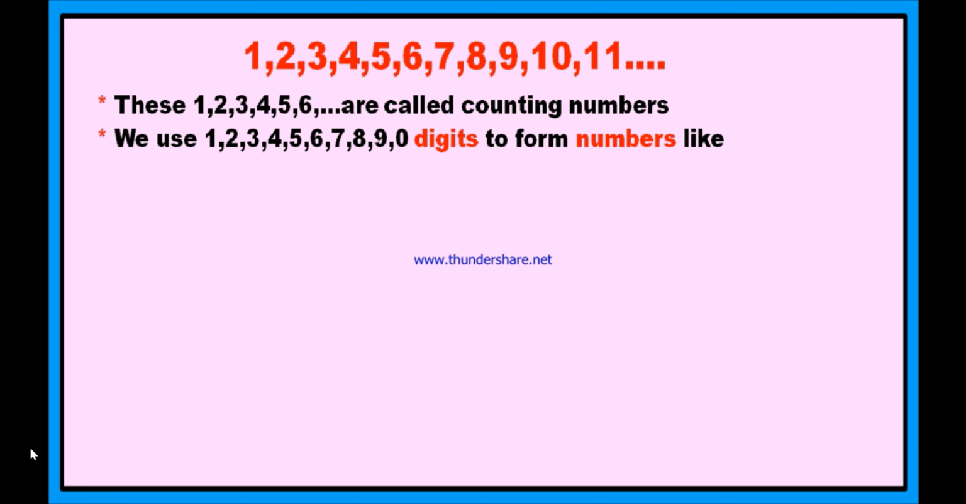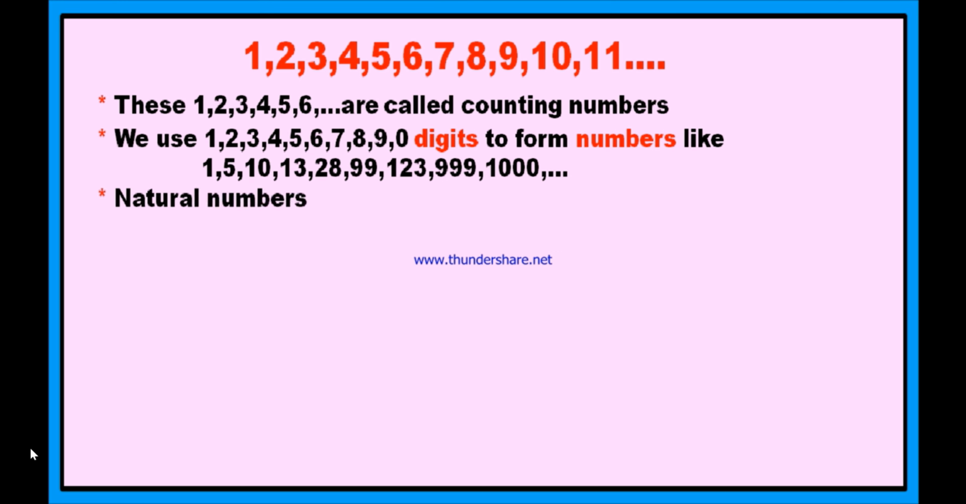Therefore, how many digits are there? We have 10 digits. And what are they? 1, 2, 3, 4, 5, 6, 7, 8, 9, and 0. These 10 are called digits. And we can form numbers by means of these digits. For example, 1, 5, 10, 13, 28, 99, 123, 999, 1000, and so on. And all these numbers are formed by means of these 10 digits.